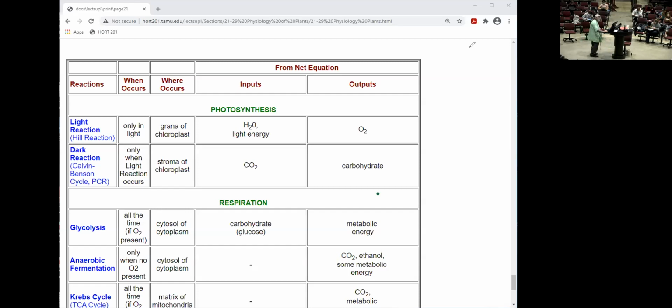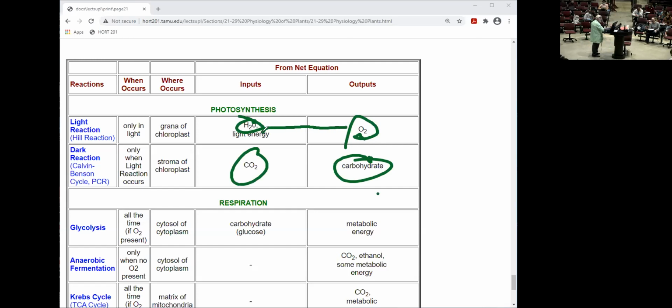The net equation for photosynthesis is CO2 plus water produces a carbohydrate, glucose, sugar, and a byproduct of oxygen. The water to oxygen is the light reaction that occurs in the grana of the chloroplast. That's the input and the output. The input to the dark reaction is CO2 to produce the carbohydrate, the glucose, or the sugar, whatever you want to call it. That occurs in the stroma of the chloroplast.